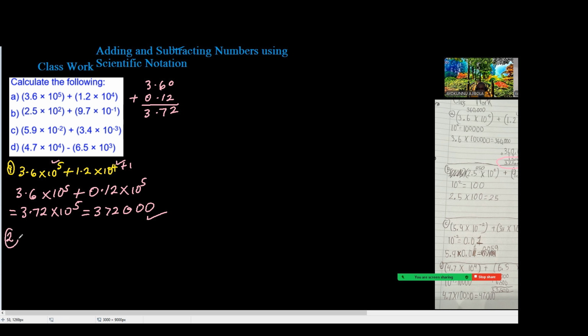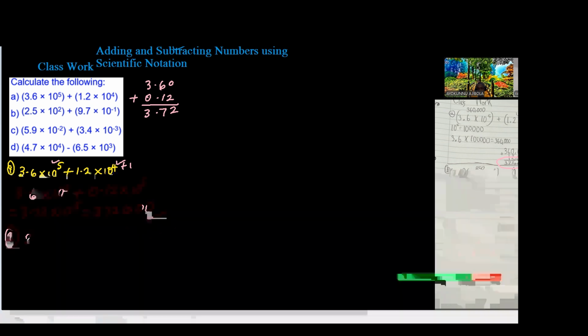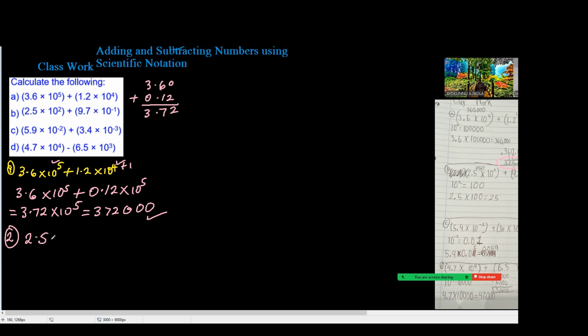So number two, I have 2.5 times 10 raised to power 2 plus 9.7 times 10 raised to power negative 1. This time around, the power is negative. So we have to decide what to do.